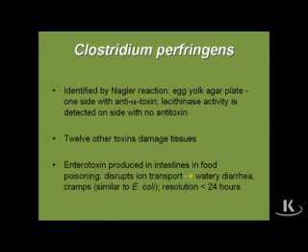Now, as far as identifying Clostridium perfringens, there is a diagnostic test to look for the toxin, and it's called the Nagler reaction, where you can culture the organism on an egg yolk agar plate. In that plate, you would have one side that has the antitoxin in it, and one side that does not have the antitoxin. And in this case, you're actually detecting the side with no antitoxin. So you can actually see that lecithinase working in that egg yolk agar plate.